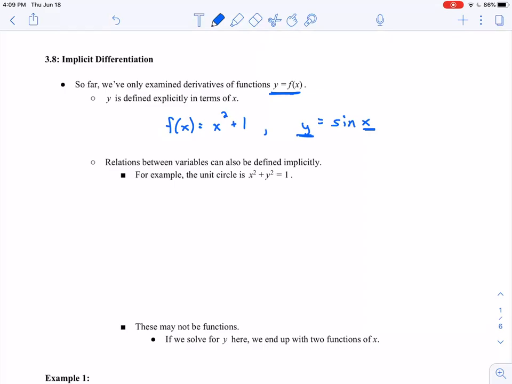But relations between variables can also be defined implicitly, so we can use more than one variable. For example, the unit circle is defined by the equation x squared plus y squared equals 1. If you were to graph this relation, what you would see is a circle centered at 0, 0 that has radius 1. So I'll see if I can draw it. That's not bad. You would see a circle that's centered at 0, 0, and then the radius right here is simply 1.